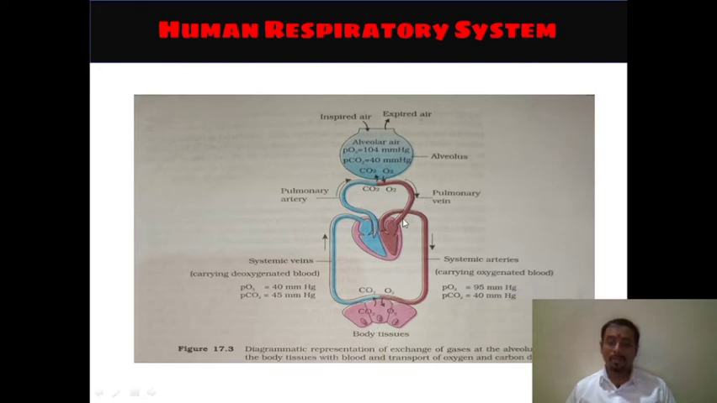From the pulmonary vein, when the heart pushes blood through systemic arteries, all the tissues get the oxygen through blood and throw out the CO2 to the blood, RBC, where the hemoglobin takes up the CO2 as waste. Again it goes to the right atrium, right ventricle, and through the pulmonary artery to the alveoli of the lungs. It gets oxygenated, the CO2 is released, and it takes oxygen again through the pulmonary vein into the heart, and this cycle continues. So this is a diagrammatic representation of exchange of gases at the alveolus and the body tissues with the blood and transport of oxygen and carbon dioxide.